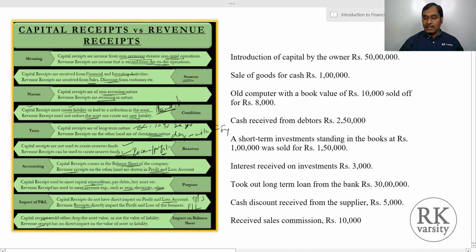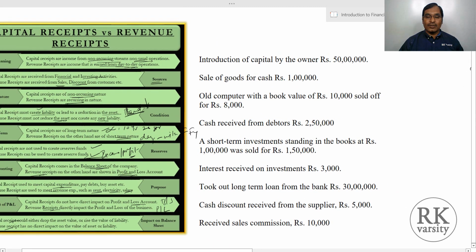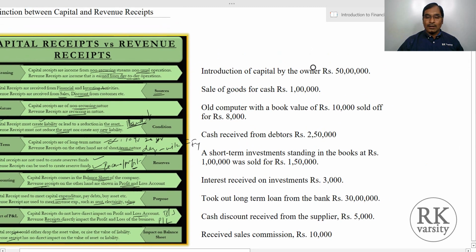Now we check our understanding of capital and revenue receipts with the given statements here. First one is introduction of capital by the owner. This is 50 lakhs. So when an owner invests money into the business, here we are creating a liability, or there is an increase in the owner's equity. So this is a capital receipt.